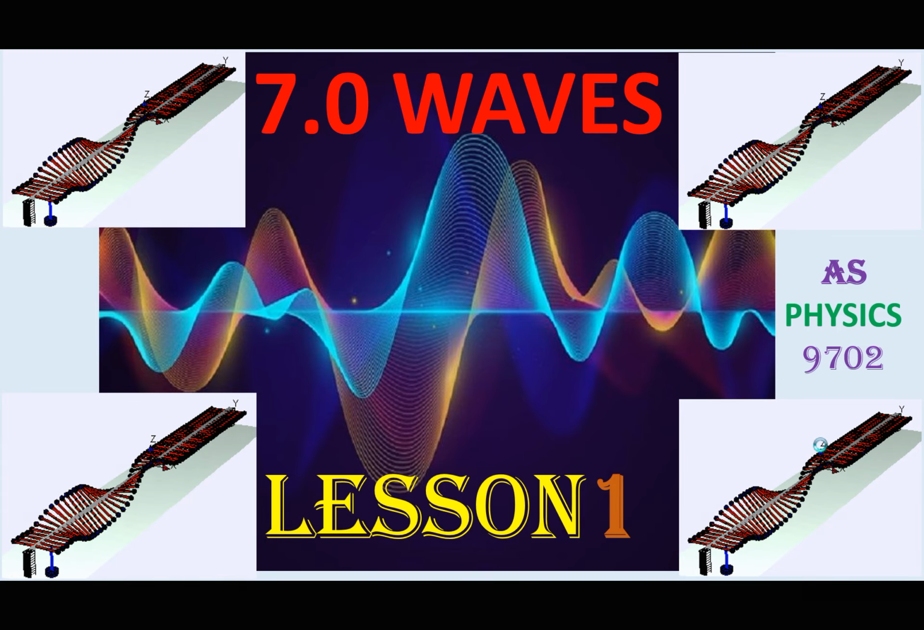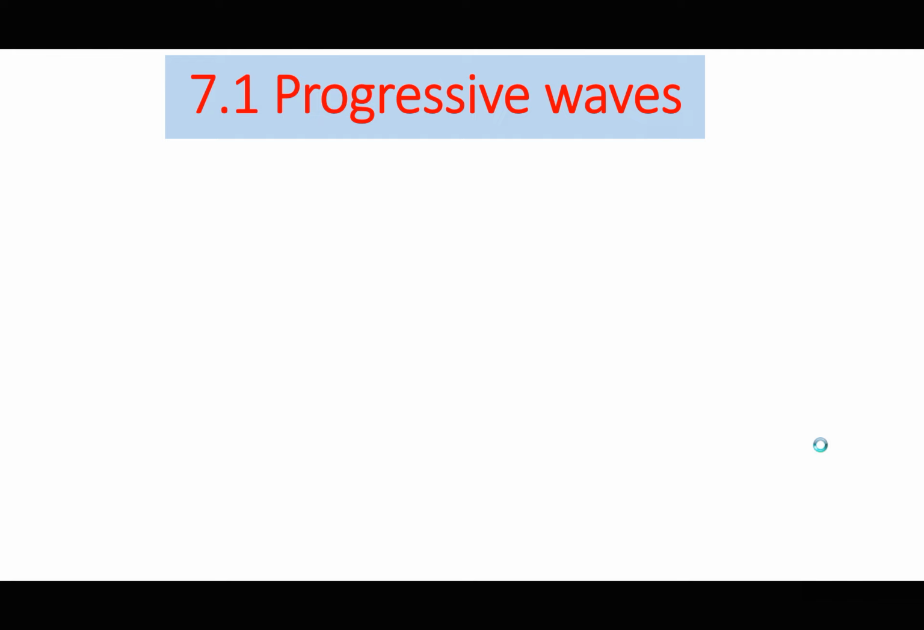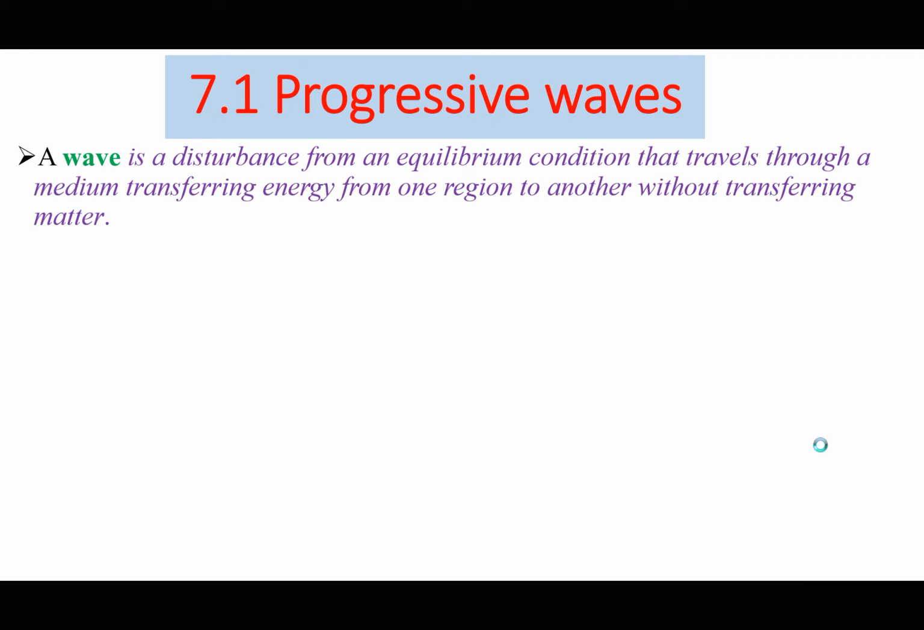So let us start with progressive waves. What is a wave to start with? In IGCSE, you must have mentioned that a wave is any disturbance from an equilibrium condition that travels through a medium, transferring energy from one region to another without transferring matter. Your IGCSE teacher must have emphasized that a wave transfers energy but without transferring matter. The particles themselves do not move from one point to another, but the particles pass on their energy from one point to another. That is how a wave behaves.